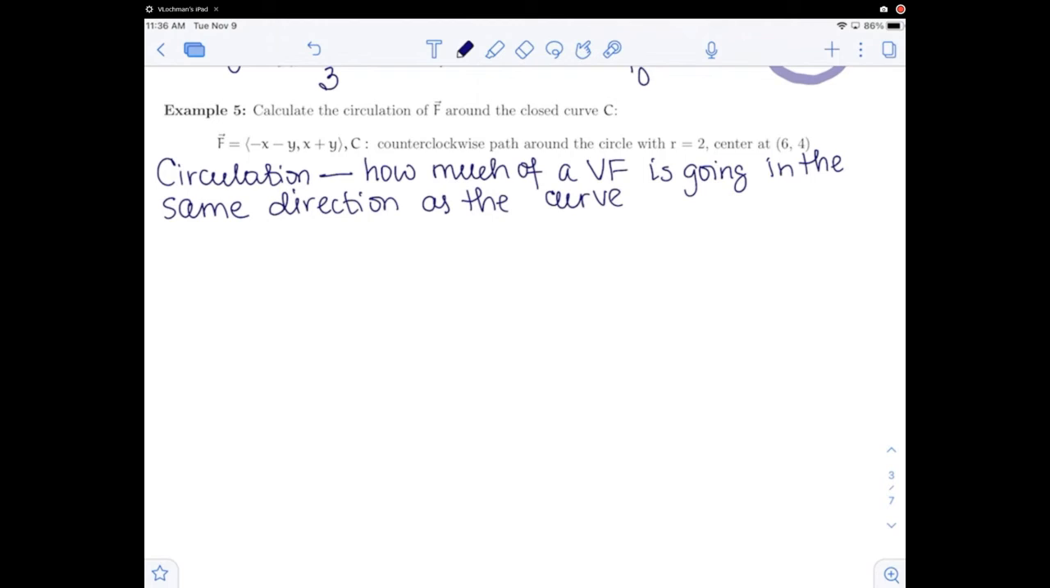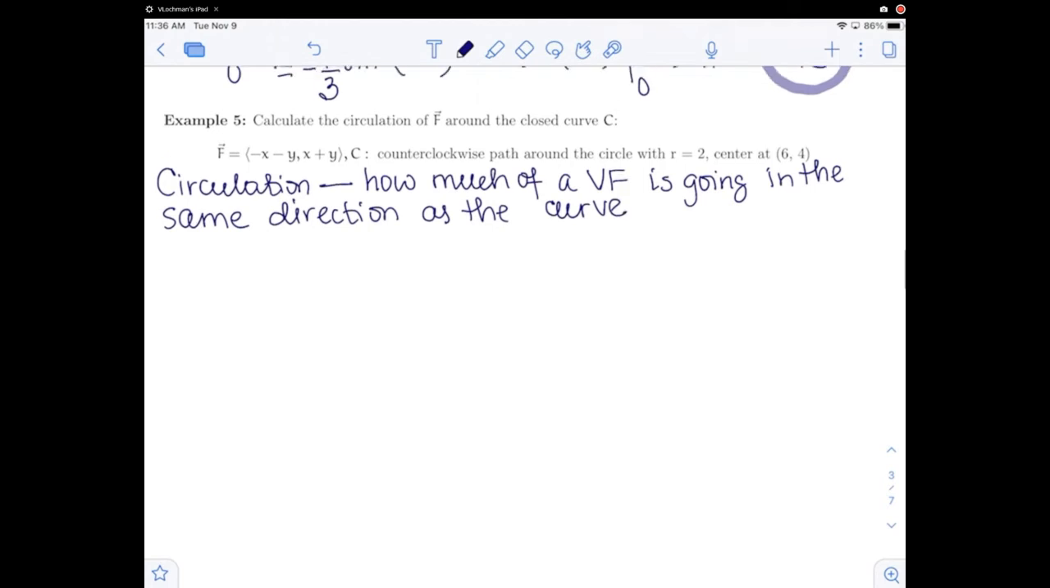Okay, so let's take a look at the following setup. It says calculate the circulation of F around the closed curve C. C is the counterclockwise path around the circle with radius 2, centered at (6, 4). So let's go ahead and make a quick sketch of what's going on here. Okay, so (6, 4). Here's 6. This is 4. That's my center of the circle, and then the radius is 2.